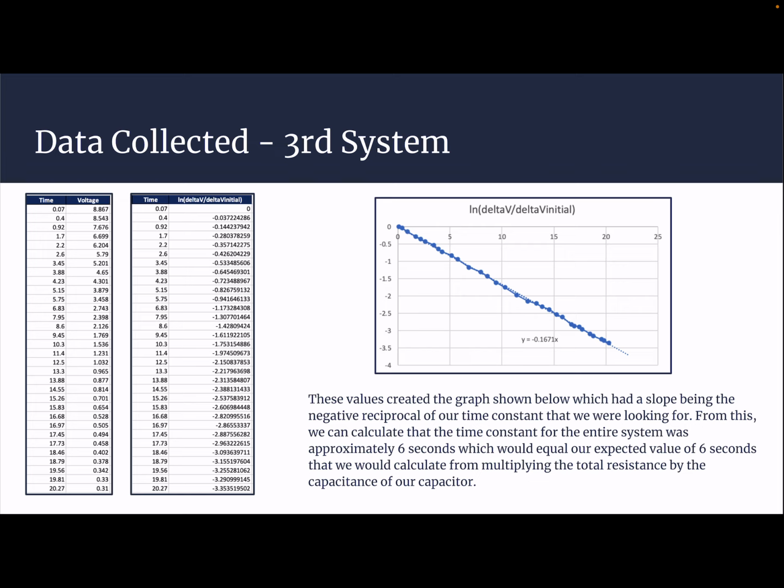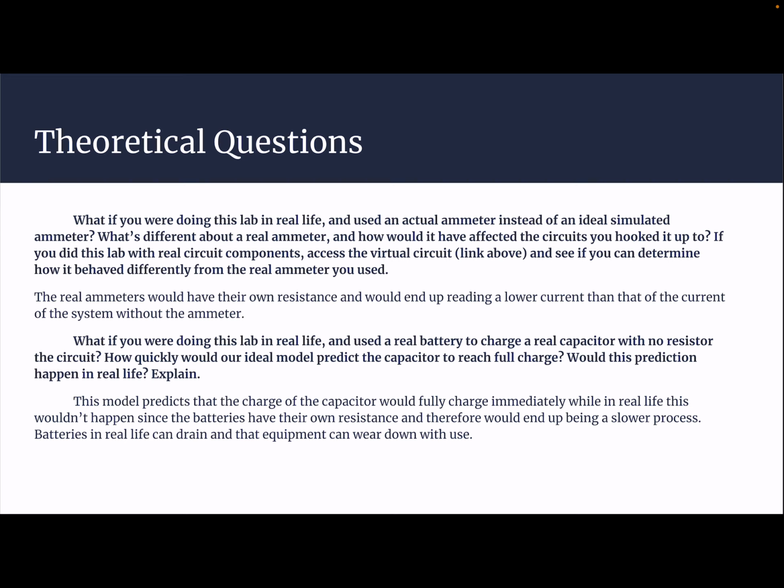Last but not least, we will be discussing some theoretical questions that we can infer based on what we learned in this experiment. The first question is, what if you were doing this lab in real life and used an actual ammeter instead of an ideal simulated ammeter? What's different about a real ammeter and how would it have affected the circuit you hooked it up to? If you did this lab with the real circuit components, access the virtual circuit link and see if you can determine how it behaved differently from the real ammeter you use.